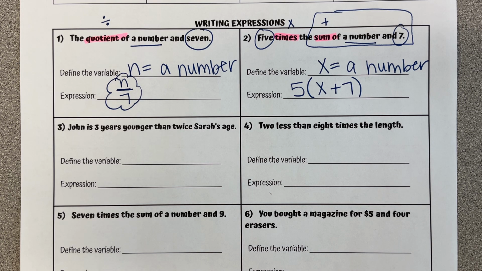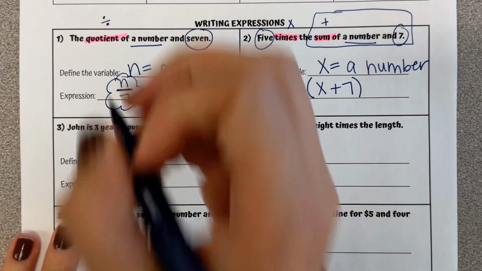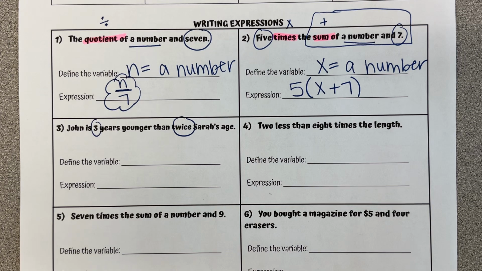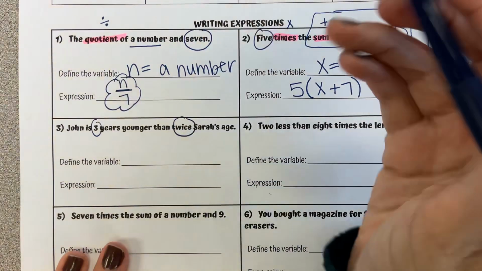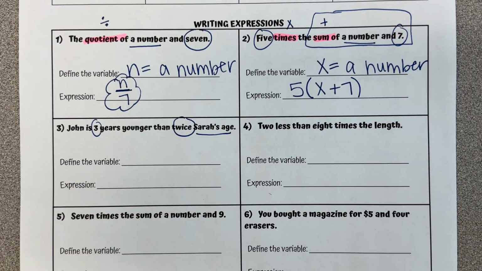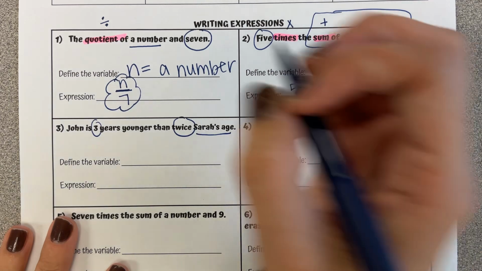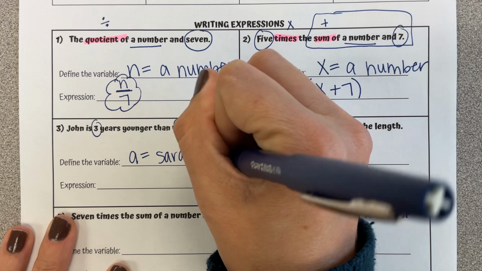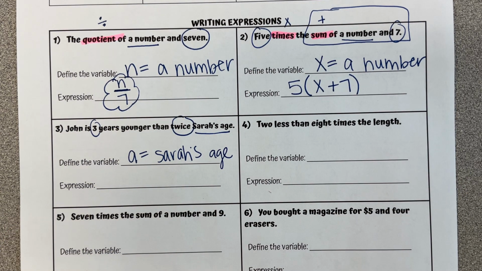Number 3, John is 3 years younger than twice Sarah's age. I'm going to circle those numbers in there. In this case, we don't know John and we don't know Sarah. But since we are relating John to Sarah, Sarah is going to be my unknown, because once I know Sarah, I can know John. A lot of times with word problems like this, we use letters that represent the things that are unknown. I don't really want to use S for Sarah, though, because it can look like a 5. So maybe I'm going to say A equals Sarah's age. Or maybe you just defaulted to x.